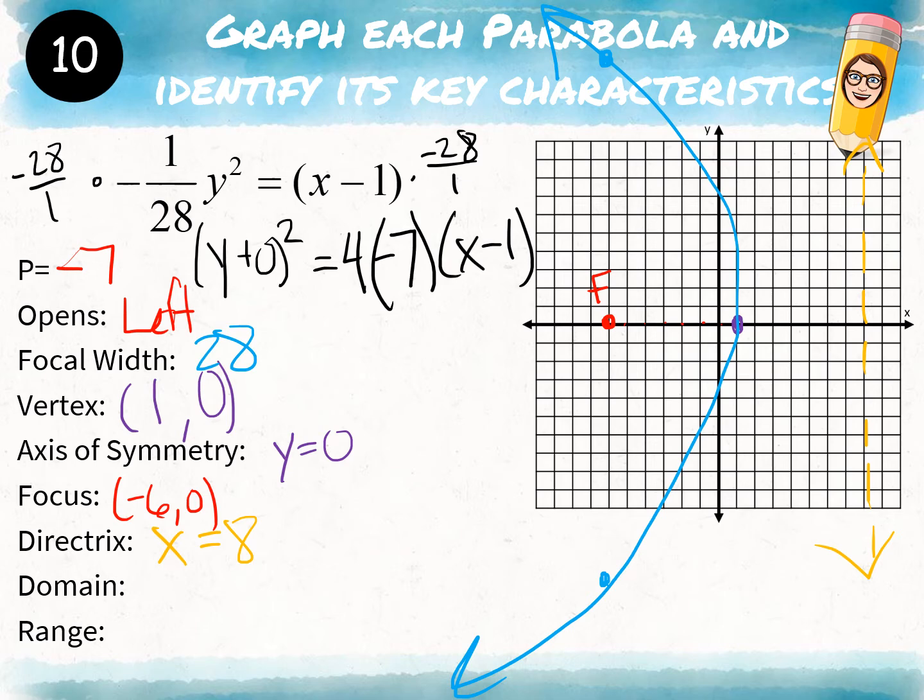Now, because you're off the graph, you don't have to be perfect or exact. I'll know by you identifying the focal width if you truly understand. Domain, -infinity to the x value of 1. Range, forever down, forever up.